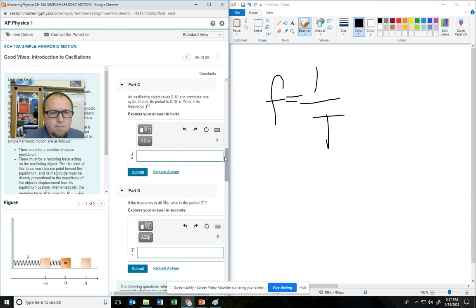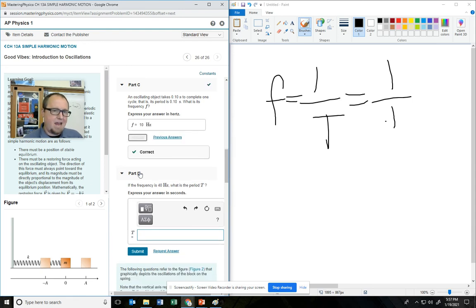An oscillator takes 0.1 seconds to complete one cycle. What is the frequency? The frequency is 1 over the period, so it's 1 over 0.1. Shove it in a calculator, you get 10. I'll see if he gets mad at me for not having the units, but it was off the screen.